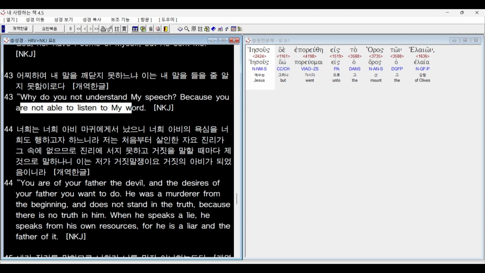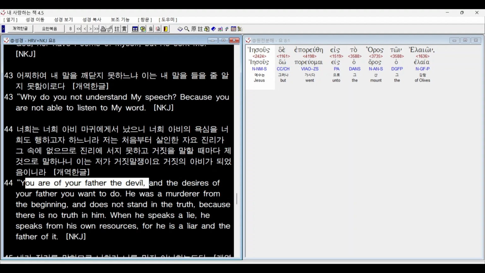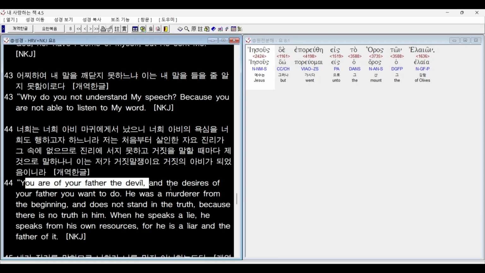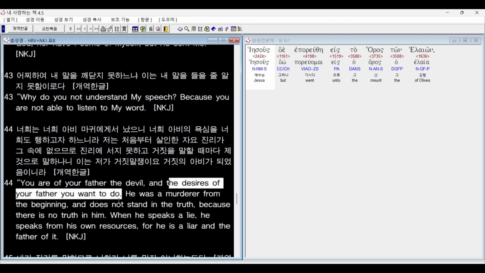That means their father is who? Their father is the only true God. You are of your father, the devil. You are the one who curses the man, because the devil and Satan, the lion, consumes you. The desire of your father you want to do.